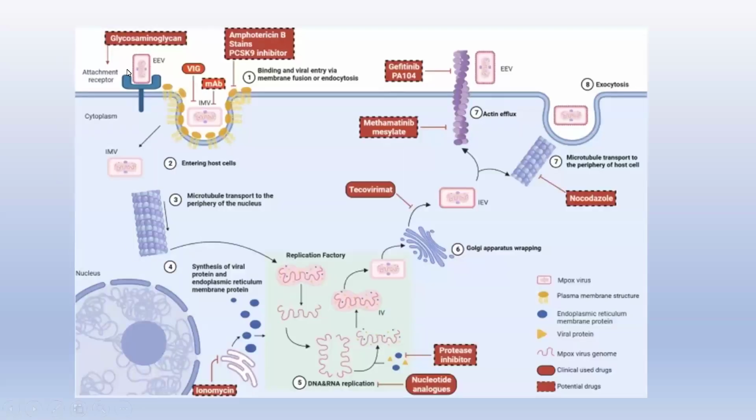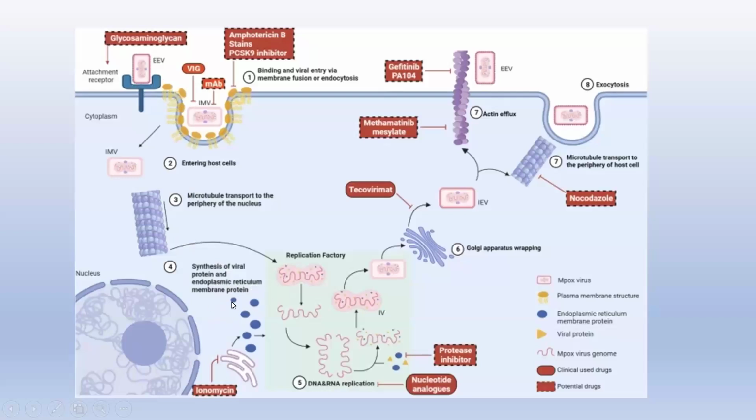So the virus will attach on the cell membrane. It can either be the extracellular envelope virus, EV, or the IMV, intracellular mature virion, which will attach to the cell wall and then enter the cell. It will be transported into the periphery of the nucleus, and this is where the virus will replicate.